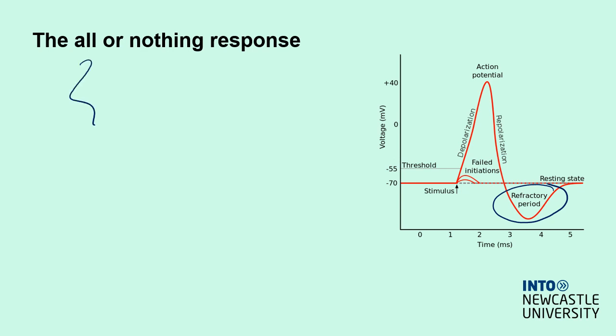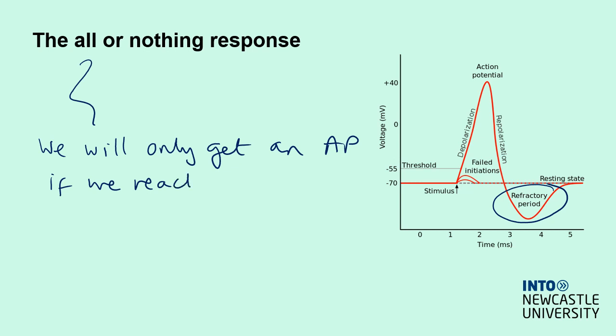And with the all or nothing response, we will only get an action potential if we reach threshold level. So remember, with depolarization, sodium floods in, and as long as we get to this threshold of -55, roughly speaking, you'll get an action potential. But you do have what we call failed initiations shown here, where even though you have had a little bit of depolarization, it's not been enough to get to threshold, so an action potential was not generated.